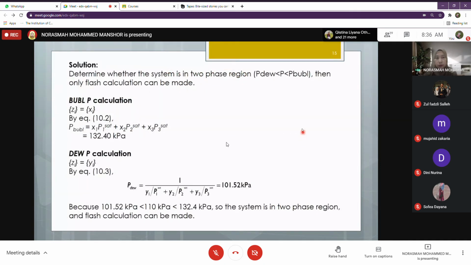Okay, first we have to determine whether the system is in two phase. That means the P is between P dew and P bubble. Okay, then only the flash calculation can be made.